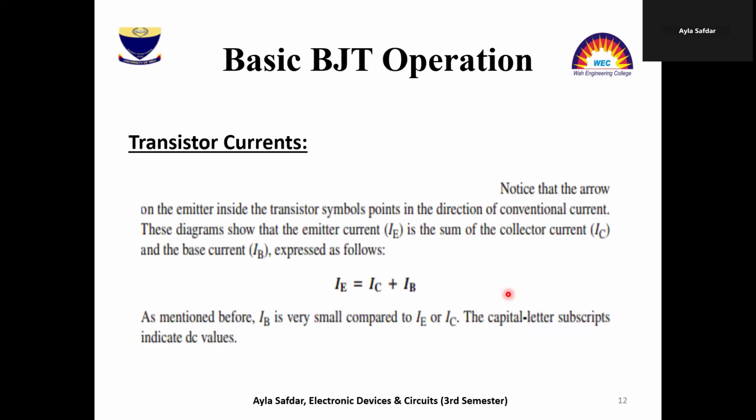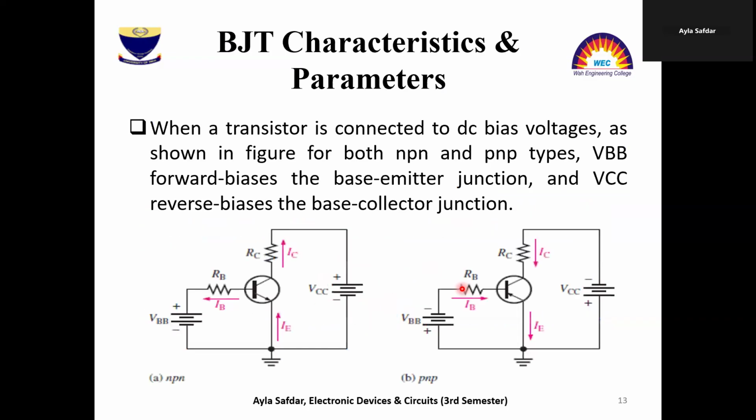Okay, the most important formula that you will be using in all your analysis of the BJTs is that emitter current is basically the sum of collector current and base current. IB is usually very small, in microamperes, while IC is in milliamperes, and similarly IE, the emitter current, is also in milliamperes. It is basically the sum of IC plus IB. So this equation is very important and we'll be using it in different analyses.